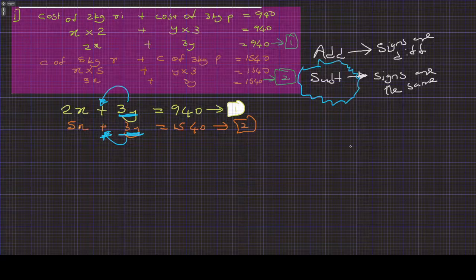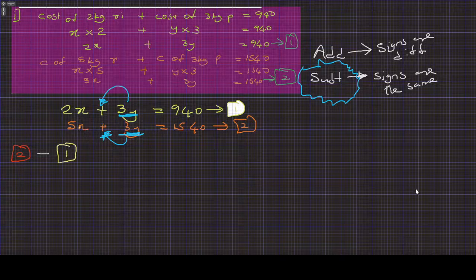So what do we do now? Let's subtract. We can either do 1 minus 2 or 2 minus 1. Whatever the method, either way means the same, right? So let me do 2 minus 1: equation 2, subtract the yellow equation, equation 1.